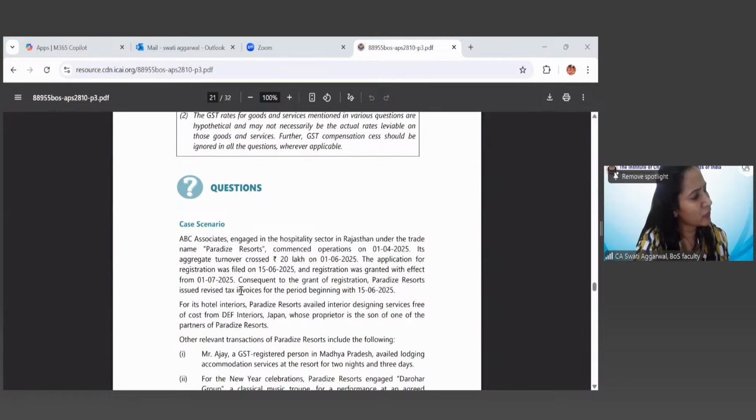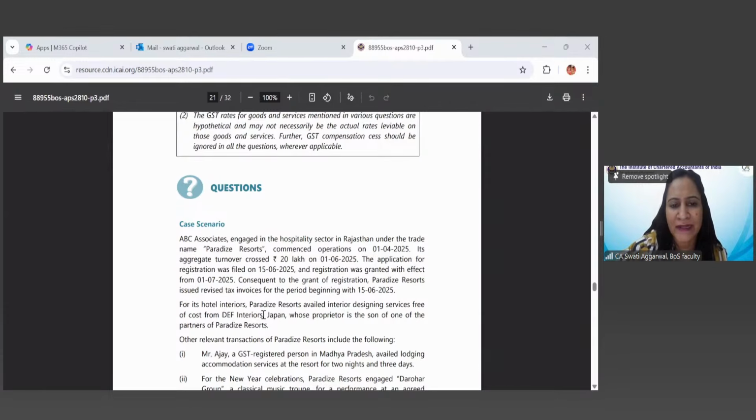In this case scenario, we will take only the topic which you already have covered. So one question only you are yet to cover. Rest all the questions you can answer, right? Consequent to grant of registration, Paradise Resorts issued revised tax invoices for the period beginning with 15th of June 2025. As of now, you can ignore this information because these concepts will be covered in the chapter registration and tax invoices, which you will learn shortly from next class onwards.